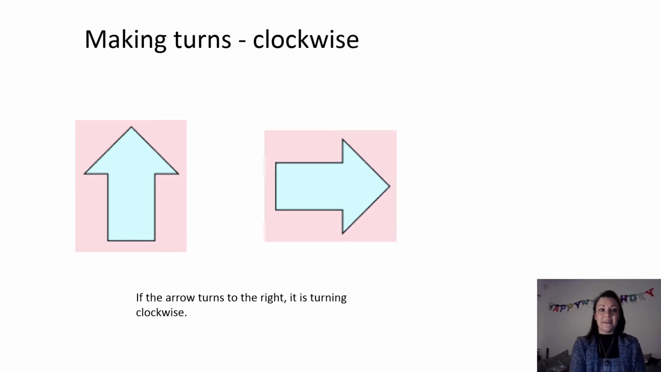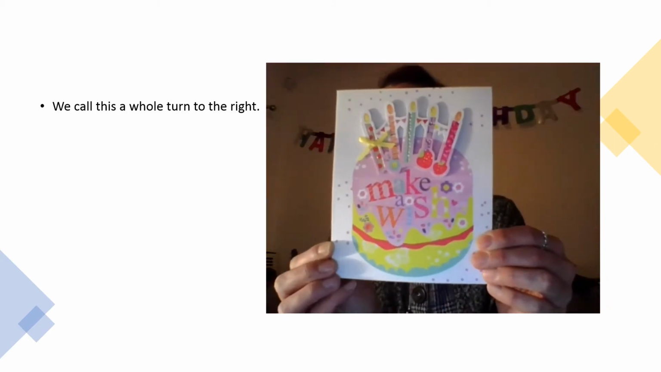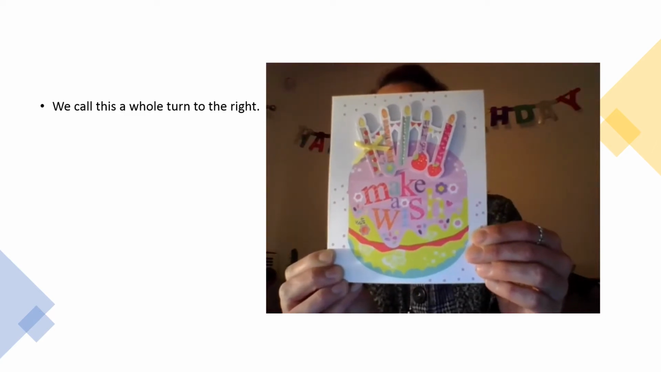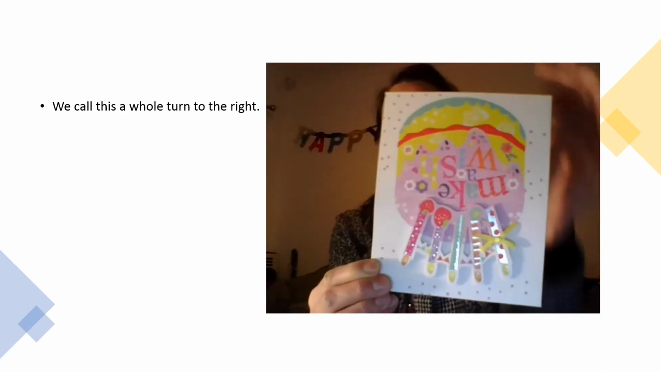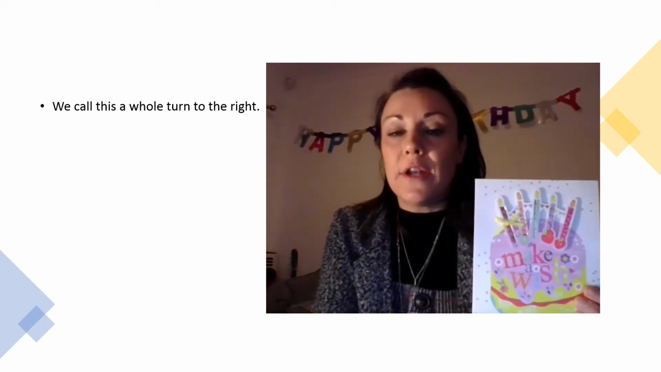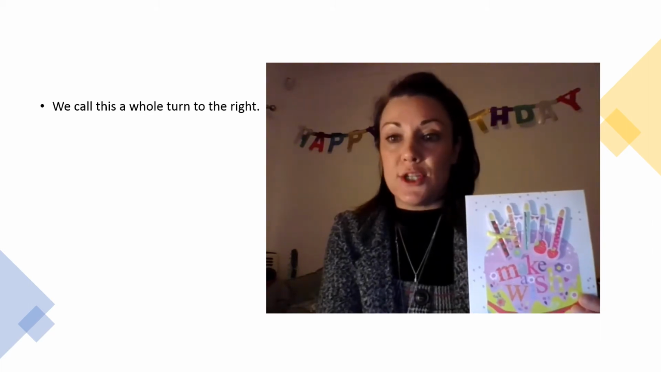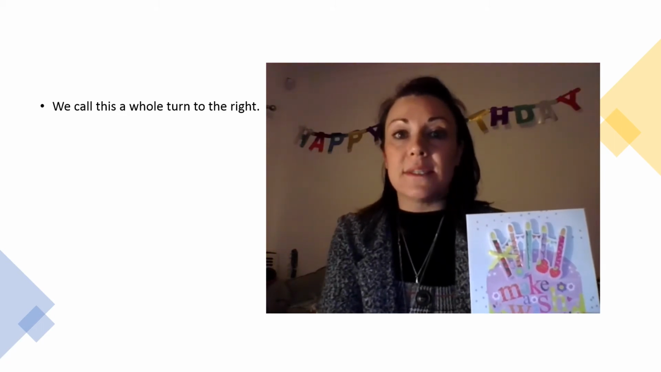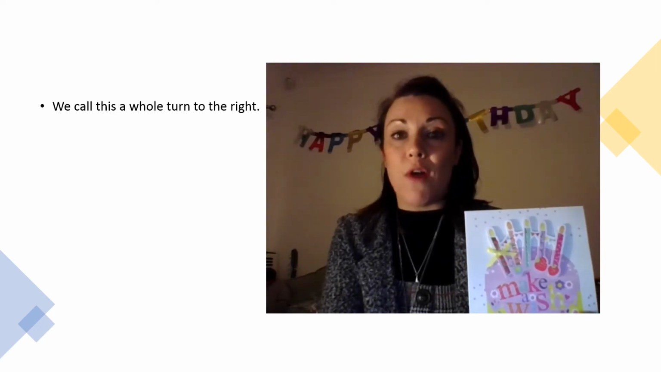Well done, Year 1. I have got a birthday card with a cake on it. I am going to turn this card clockwise to the right one whole turn. When we turn an object a whole turn, it goes back to its original position. Can you pause the video, Year 1, and find an object in your house that you can practice turning one whole turn to the right?